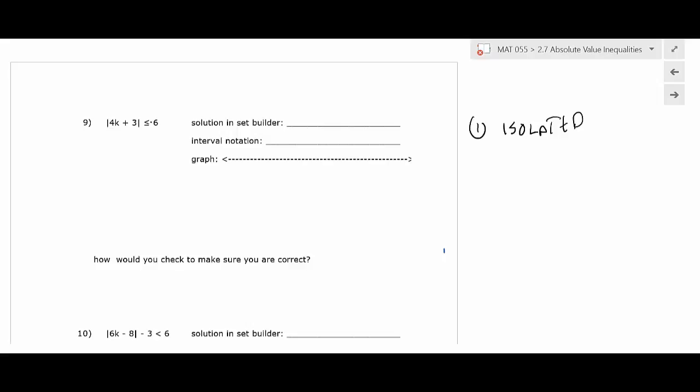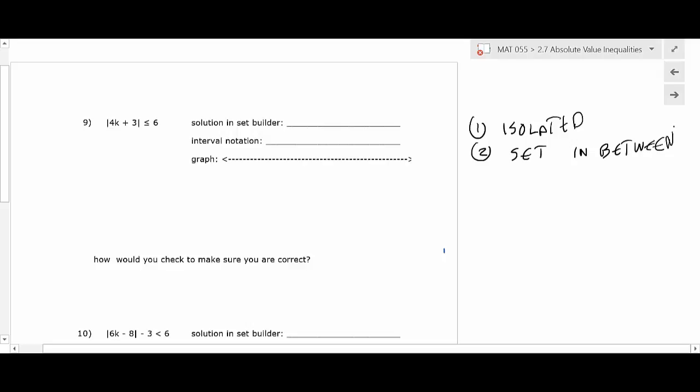Okay, so you're isolated. So then what you do is you set up an inequality, and you kind of set it up in between 2 numbers. Since it's less than, you know it's in between. So here's what you do. You just write down 4k plus 3, this time we have k, and then you put it in the middle of 6 and -6. Then you're going to put 2 less than or equal to symbols like that.